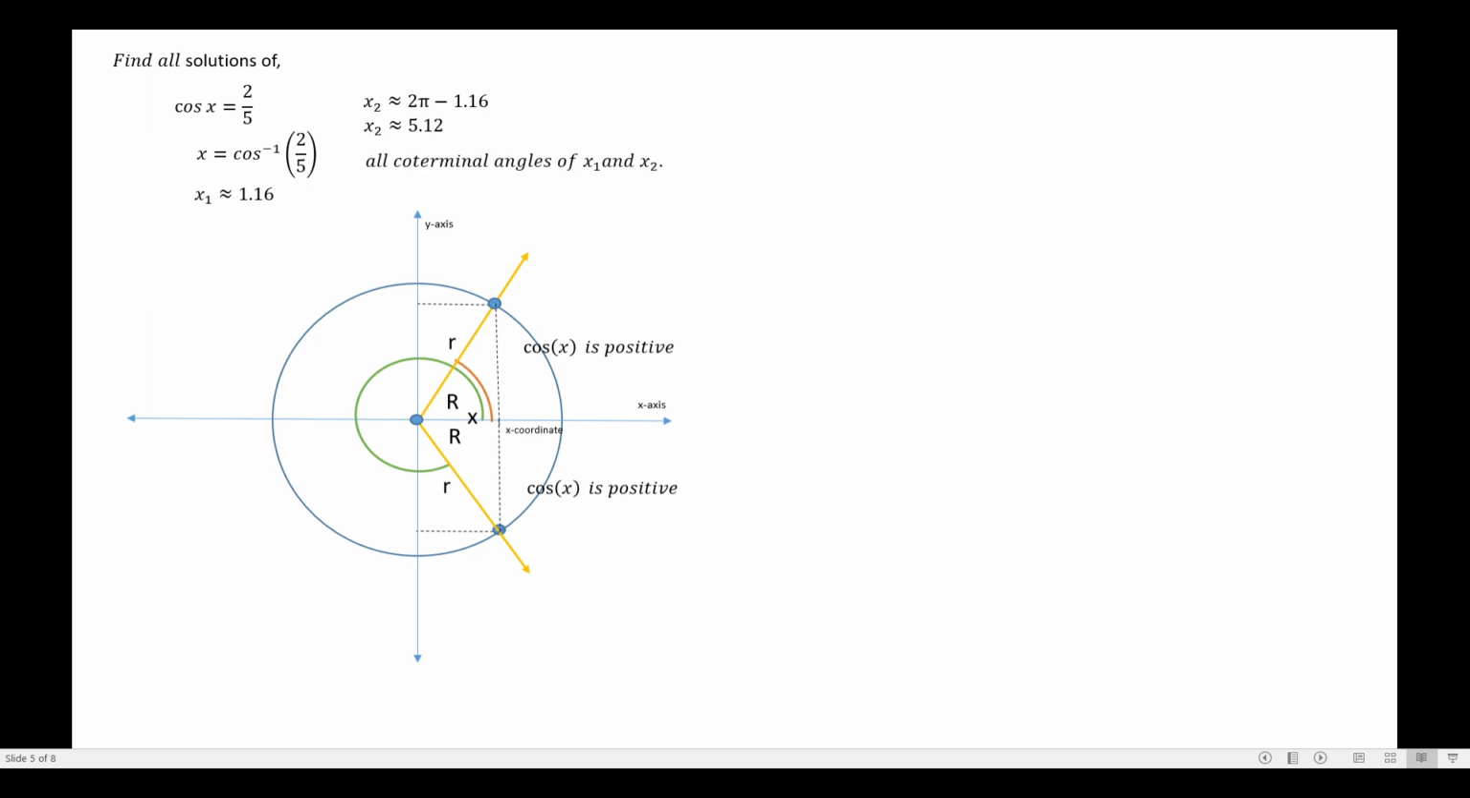All coterminal angles of x sub 1 and x sub 2 again will be considered solutions of the equation since there's no restriction of the interval, or that means we are to consider the interval negative infinity to positive infinity. If we consider some conditions like find all solutions at the closed interval from 0 to pi over 2, then x sub 1 will only be 1.16, or there's only one value of x which is approximately 1.16.